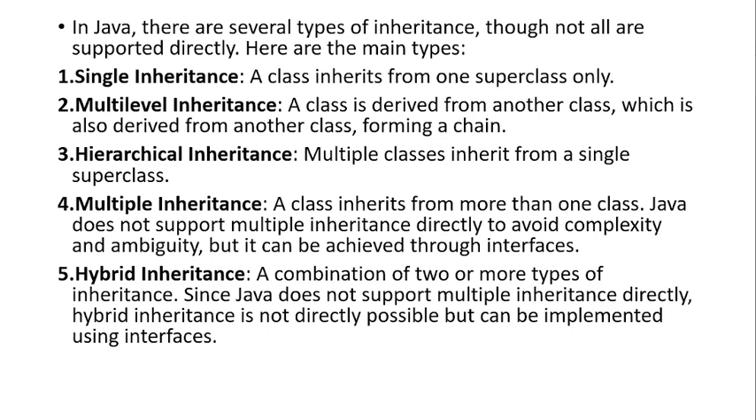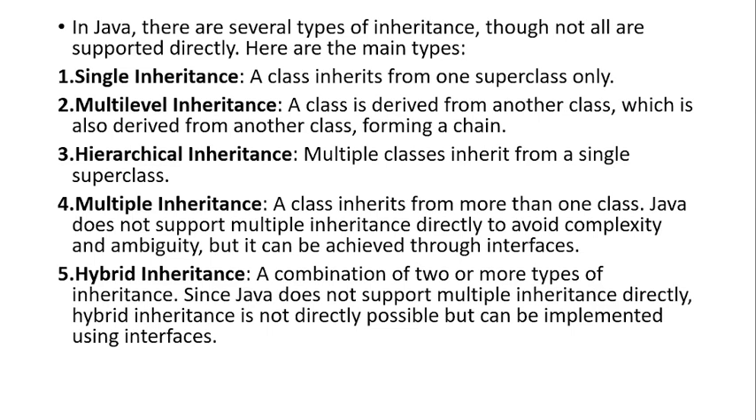So what is single inheritance? A class which inherits from one superclass only is known as single inheritance. What is multi-level inheritance? A class is derived from another class which is also derived from another class, forming a chain. For example, A from which B is derived, and B from which C is derived, is known as multi-level inheritance. Hierarchical inheritance, you can see here, is when multiple classes inherit from a single superclass. We can see the example here.